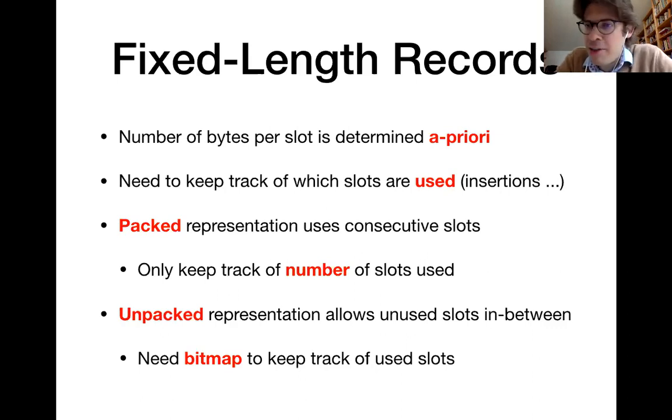The unpacked representation is more flexible because it allows gaps between those different used slots. So if I allow this, then I need something like a little bitmap that I also store on the page, which tells me which of the slots are currently in use. In that case, I have a 1 at the corresponding bitmap position. Otherwise, I have a 0 at the corresponding bitmap position.